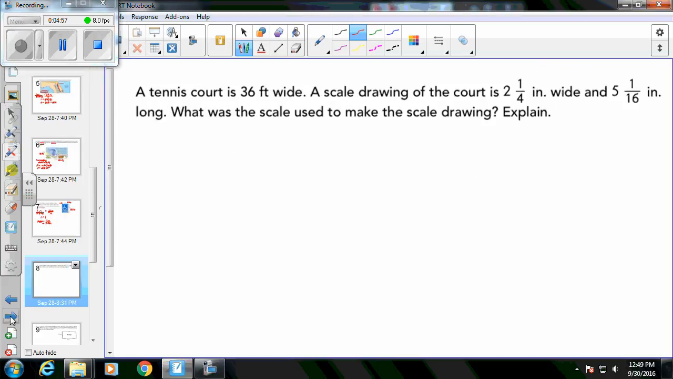Our next one is a little more difficult. A tennis court is 36 feet wide. So I drew myself a tennis court. It's 36 feet wide. A scale drawing of the court is 2¼ inches wide.